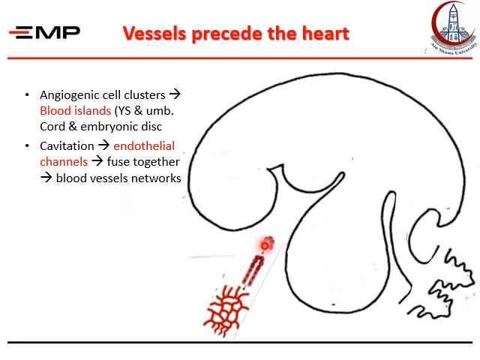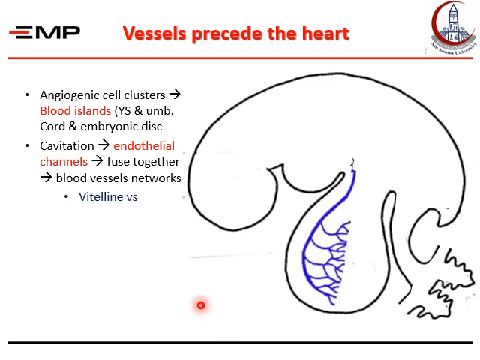Cavitation of these clusters occurs, making endothelial channels, which become elongated and unite with each other to form a network of blood vessels. Surrounding mesoderm makes the muscle layer of these blood vessels. Extraembryonic vessels appear first.